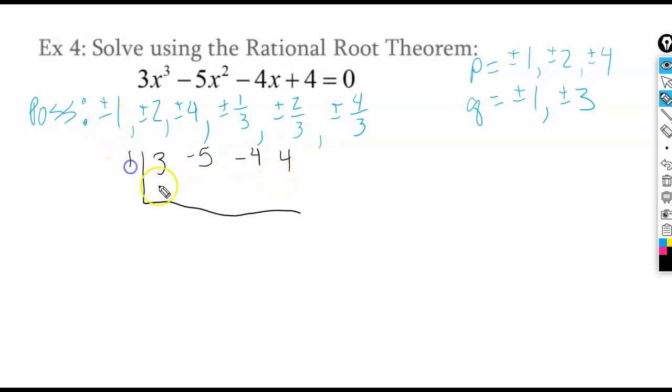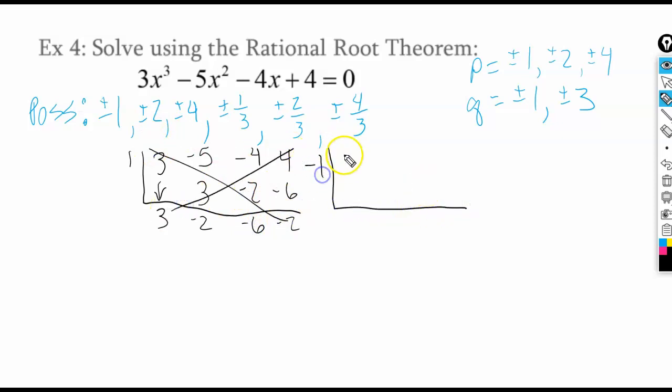So might as well start with 1. I've got 3, negative 2, negative 2, negative 6. Yep, that one's not a factor. So let's try negative 1. So that'll be negative 3, negative 8, 8, 4, negative 4, 0. Hey, that one worked. So negative 1 was a root.